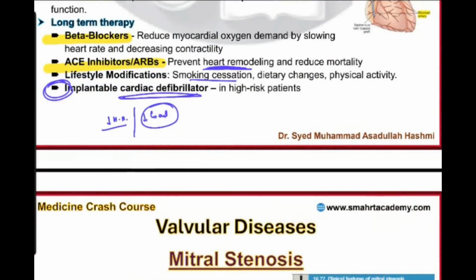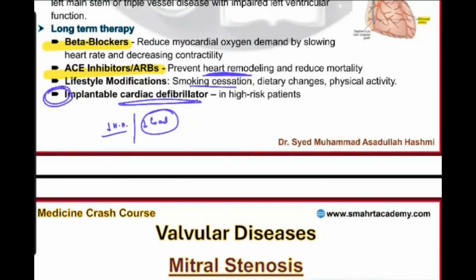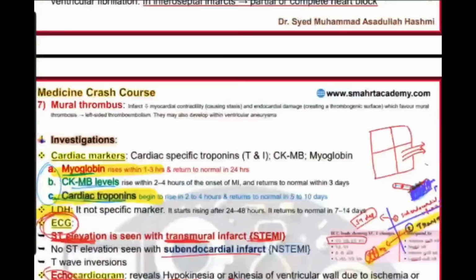Yes, yeah, we'll close within a few minutes. Yes, only three topics I think are there: valvular disorder, conduction disorders, and some miscellaneous topics. Everybody followed? Any doubts? Any doubts in MI? Anybody? Yeah, MI complications.